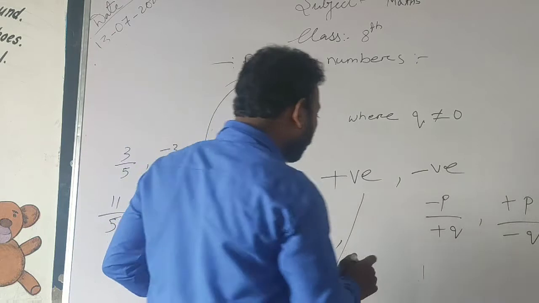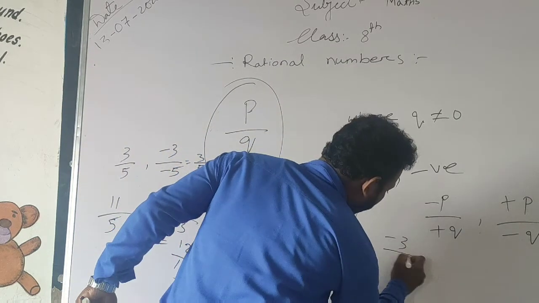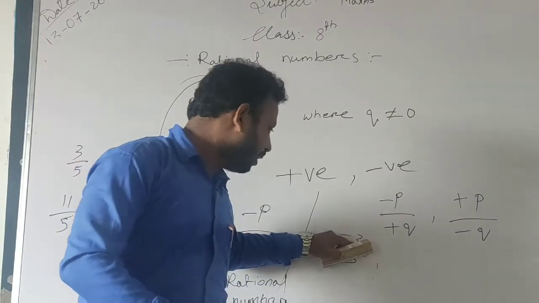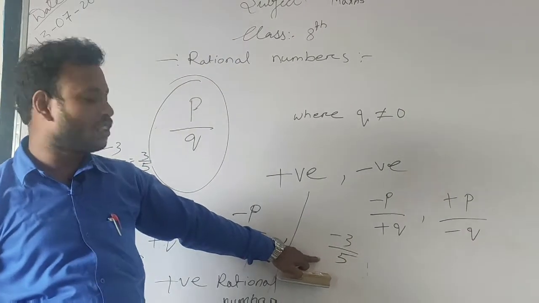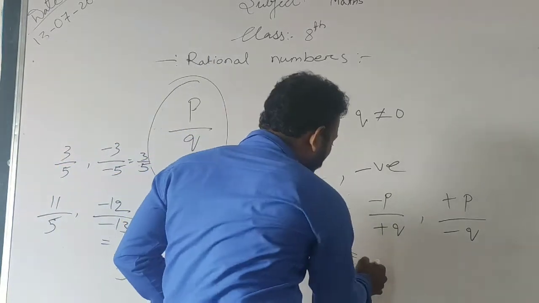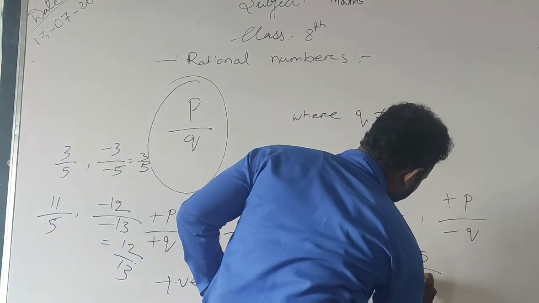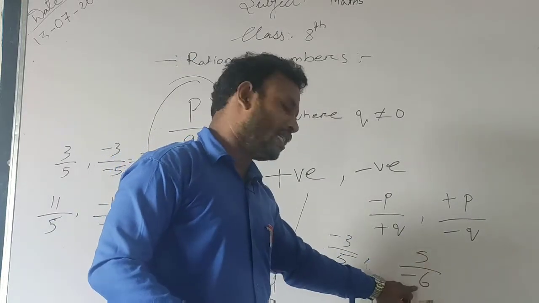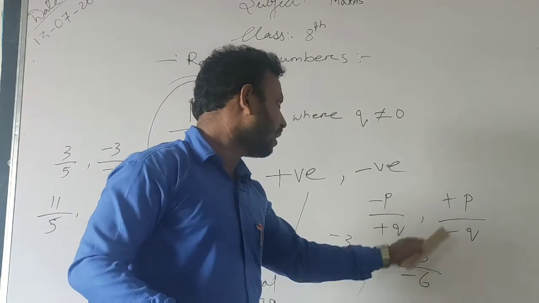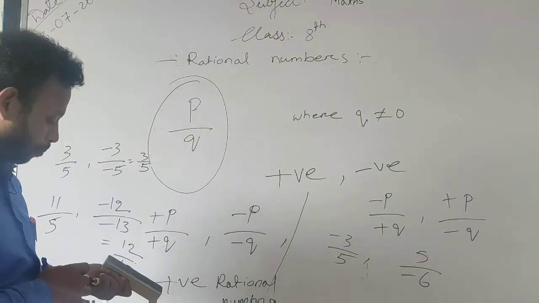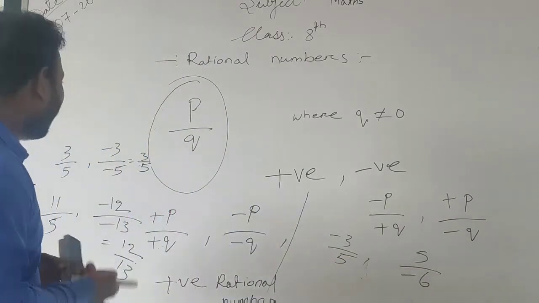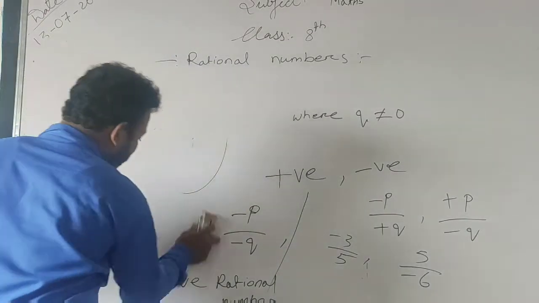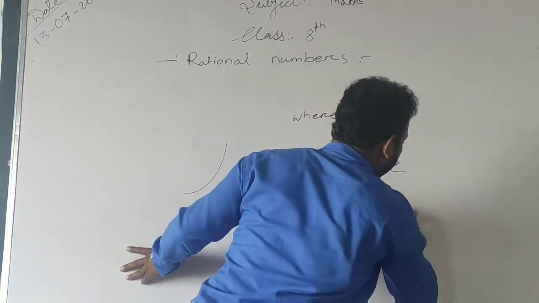A negative rational number is, for example, -3/5. This is a negative rational number because here the numerator is negative and the denominator is positive. Also 5 by minus 6: here 5 has a positive sign, 6 has a negative sign, and 5 by minus 6 is a negative rational number. Let's go to what is an equivalent rational number.